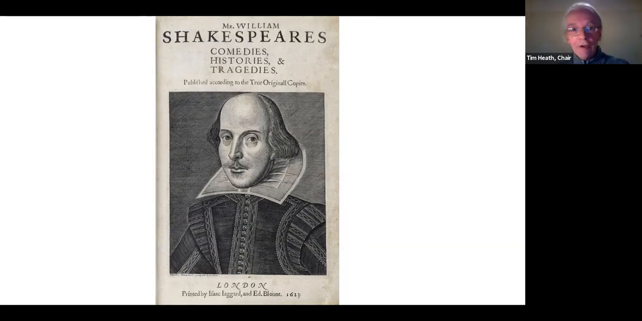We might have the next image, Ian. Here we have the very famous First Folio, which combines a portrait of Shakespeare with the essential text and date and place of publication. So it's not particularly radical, but it's very informative. And the next slide.